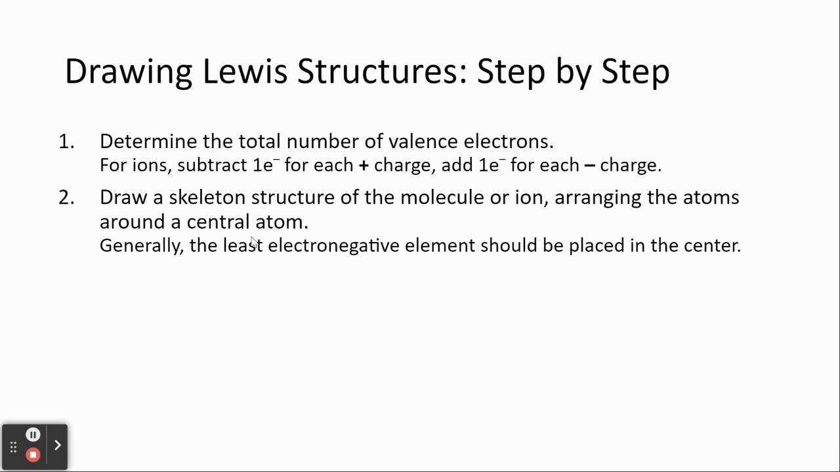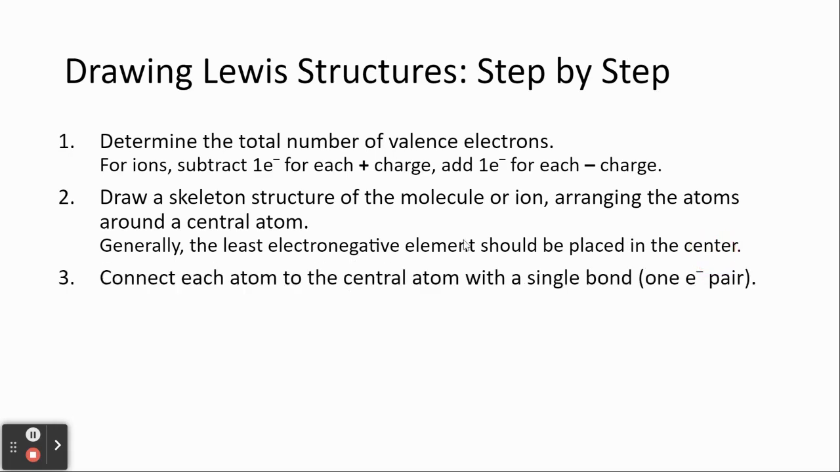And the way we would do that is by determining what the central atom is. That's usually the most electronegative element in the particular compound, placed in the center. And then we would put the other atoms around that central atom. We would connect each atom to the central atom with a single bond, which again is a pair of electrons.